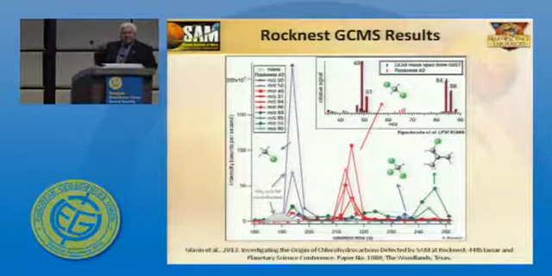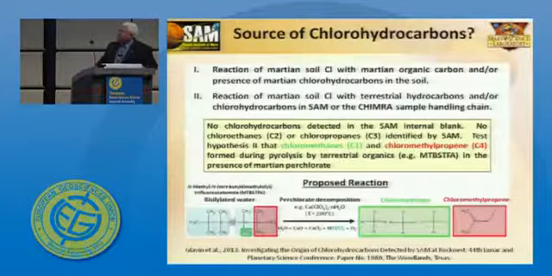So it's very interesting. We have confirmed the formation of these chlorohydrocarbons on Mars. The source of the chlorine is from Martian sources. The source of the organics is more likely coming from terrestrial sources. So one possibility that we still cannot rule out is that some carbon could be indigenous to Mars, but the majority of the carbon is coming from either SAM or Chimera. But the source of chlorine is without doubt from Martian sources.